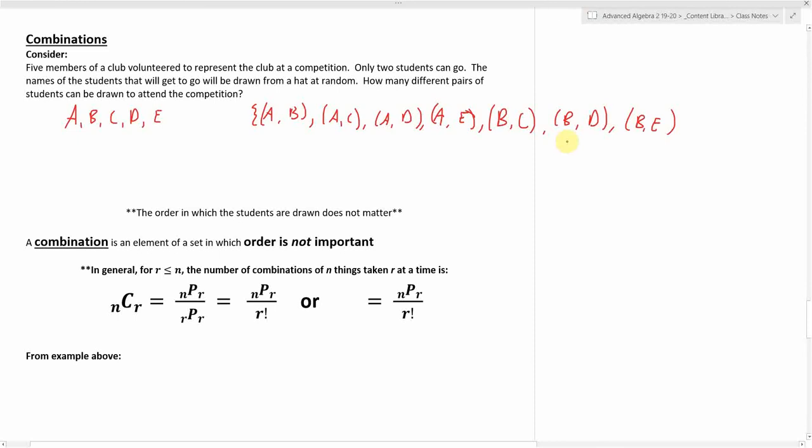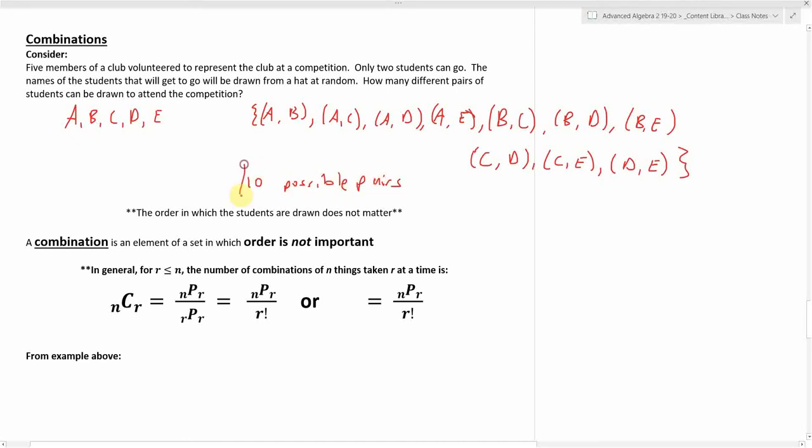As I keep going, I'm going to see that I can eliminate all these repeating pairs. If I pick C first, I won't pick C and A. I also won't pick C and B, so I'd move on to C and D, and then C and E. Lastly, if I start with D, I'm not going to put AD or DA, I've already got that pair. I'm not going to put DB, I've already got that pair. And I'm not going to put DC. So I'm only going to add DE. If I pick E first, E has already been paired with everybody else in this set, so I don't need to put any more pairs that start with E. So since order does not matter, there will be 10 possible pairs.